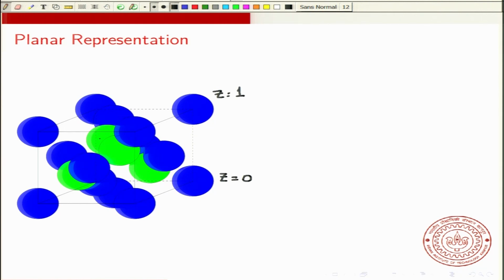The plane containing this atom has z equal to 3 by 4, and the face center atoms have z equal to half, and these green atoms have z equal to 1 by 4. And this also has 1 by 4.